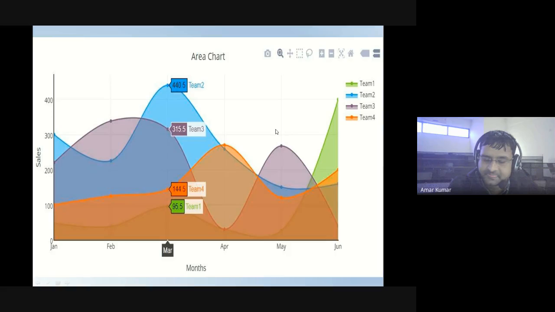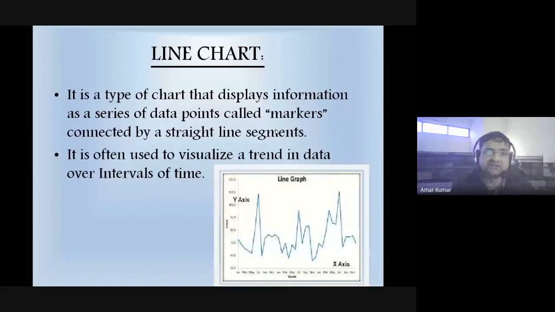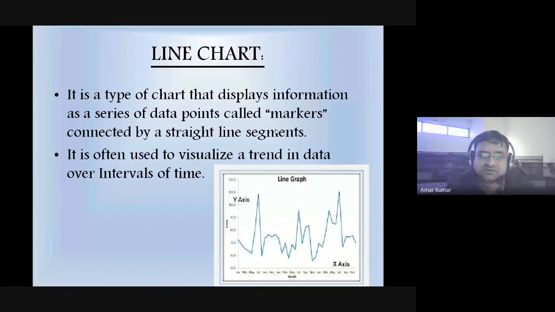Now, this is the line chart. It is a type of chart that displays information as a series of data points called markers connected by straight line segments. It is often used to visualize a trend in data over intervals of time. Suppose data is changing frequently, within a very short time.